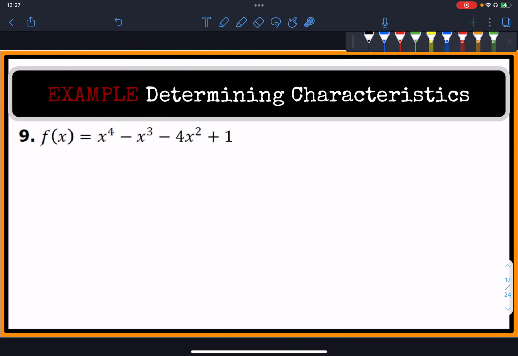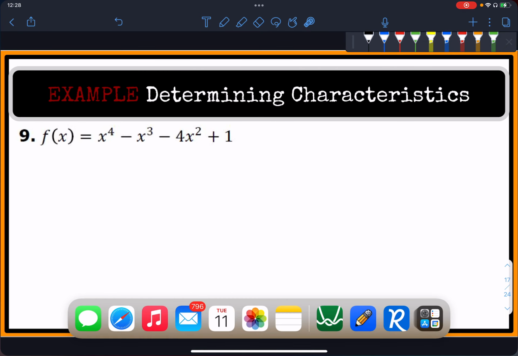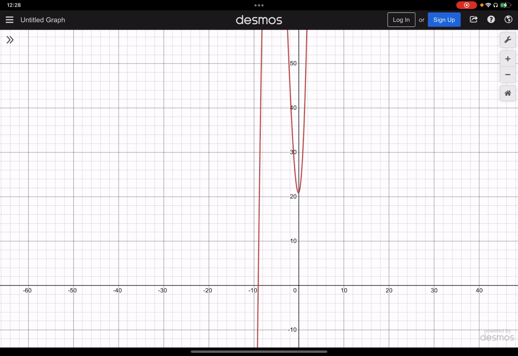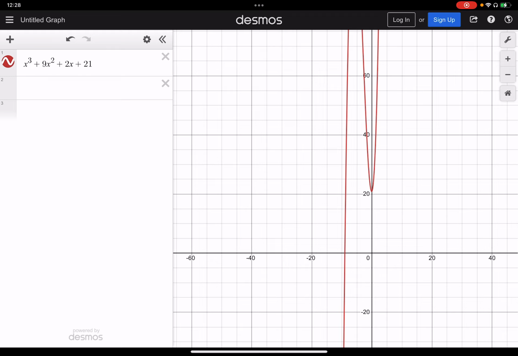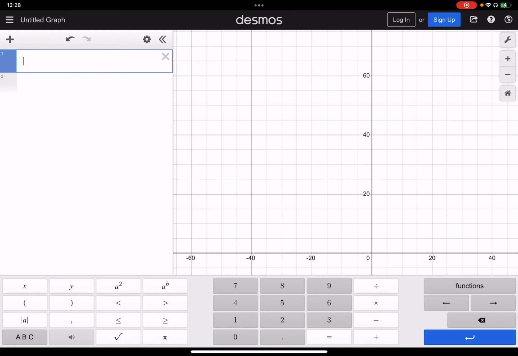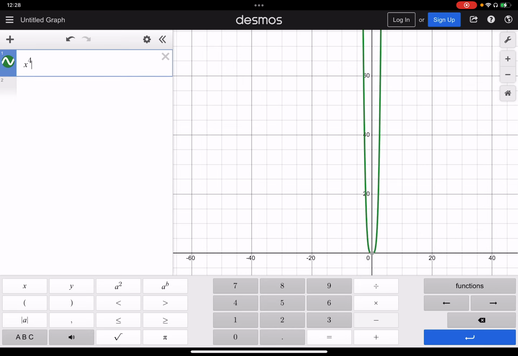So let me graph this one. Let me get the decimals out. Let's delete this and type in this one. This is x to the fourth power, minus x to the third power, minus 4x squared plus 1.